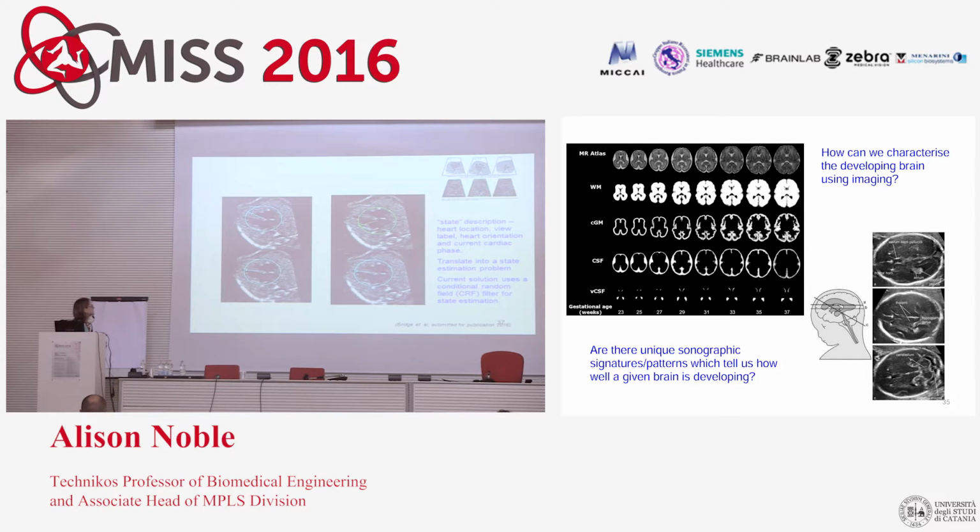So he posed this then as a state estimation problem. It was heart location, view label, heart orientation, and a current cardiac phase. How you visualize that is you've got a color showing you which is the plane. The center of the circle will be showing you the location, and there's a little arrow here that's showing you the phase. What I'm going to show you here first is, as someone is moving the probe, the ground truth, the reference that's been annotated by an expert. This is his algorithm.